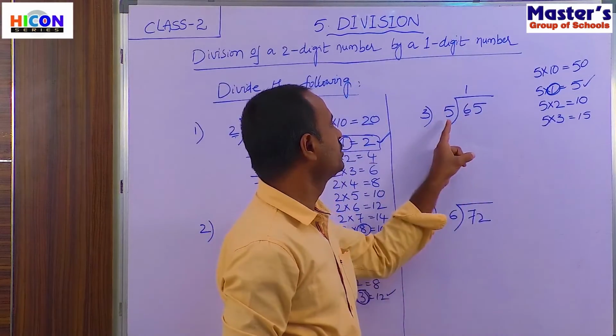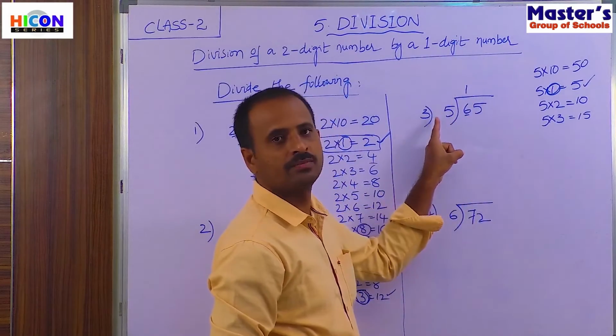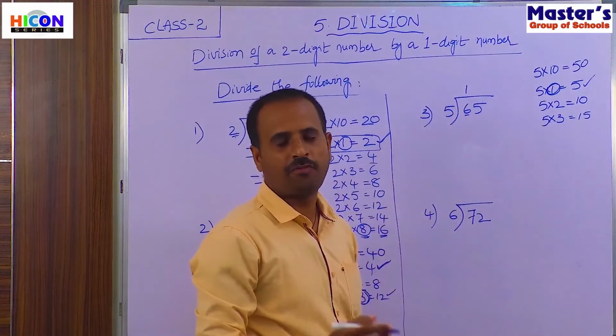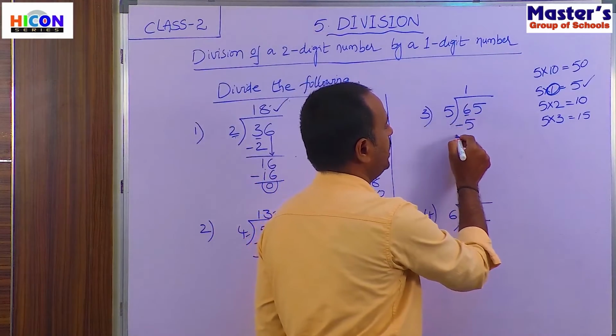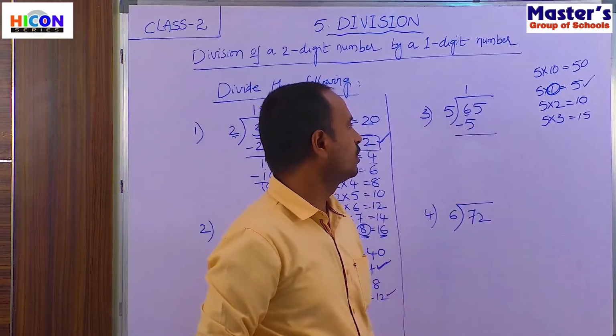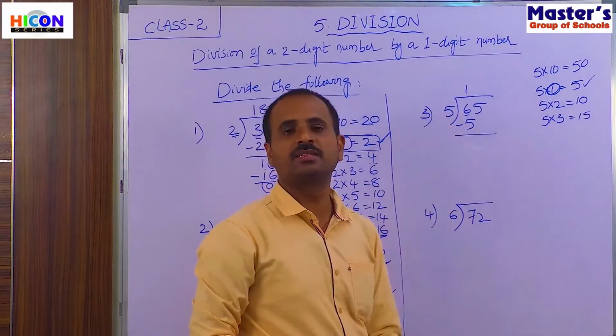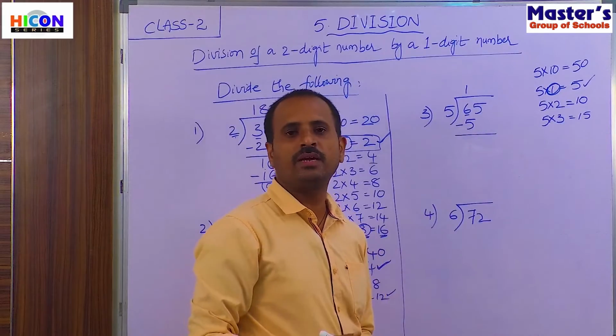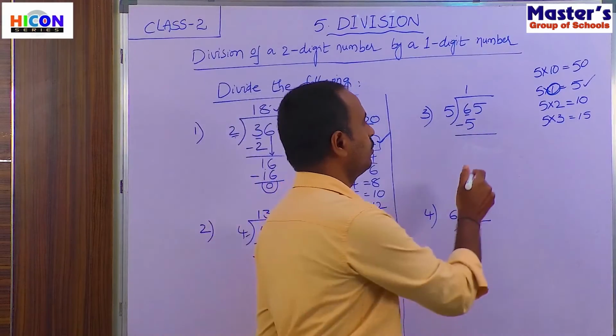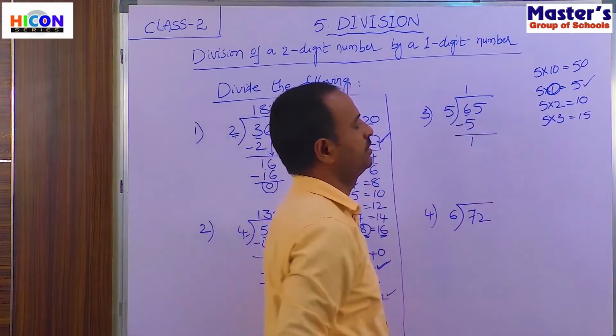So now multiply these two numbers, 5 into 1. 5 ones are 5. So write the product below the first digit and subtract the two digits. If you subtract 5 from 6, how much will you get? If you subtract 5 from 6, you will get 1. So write 1 below the first digit.